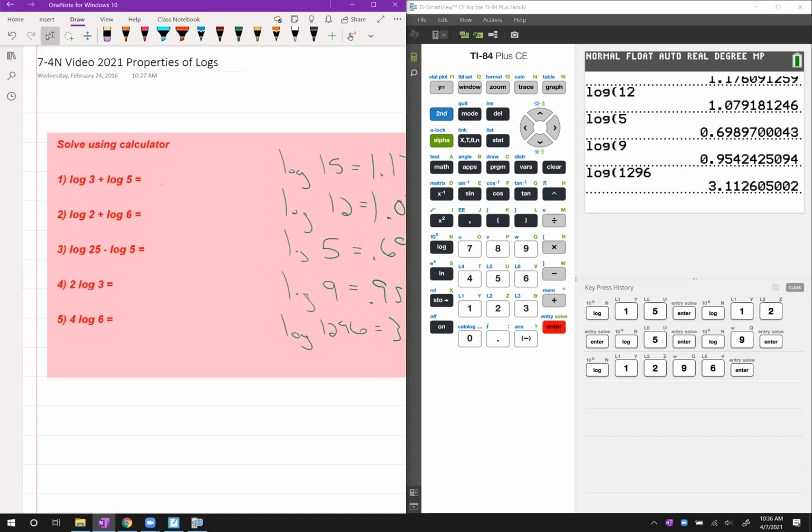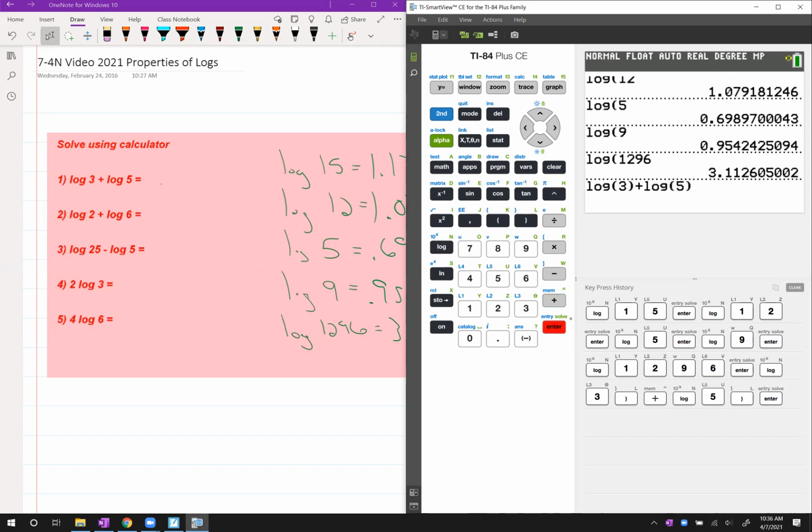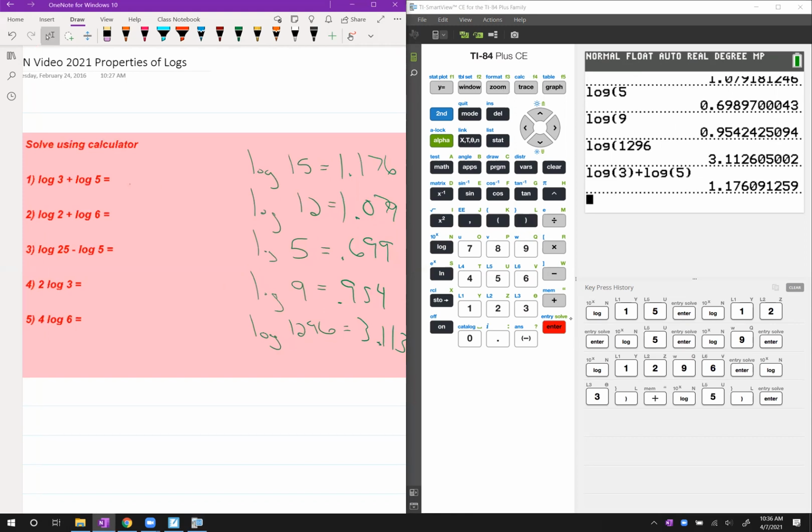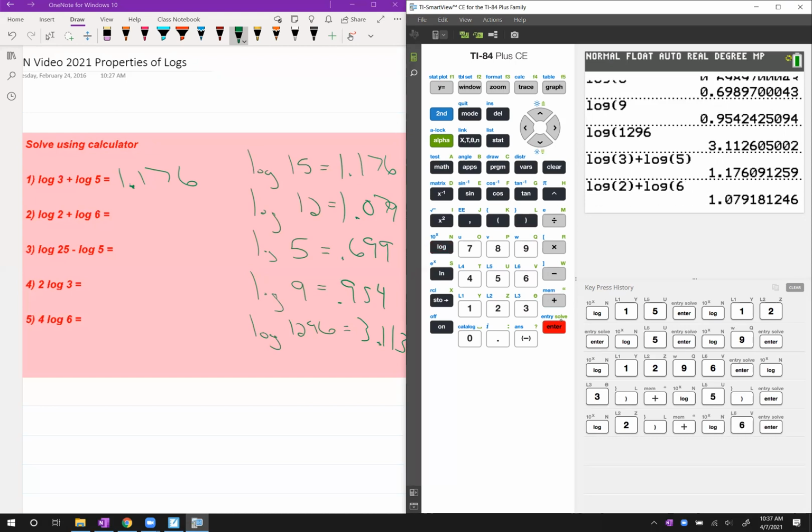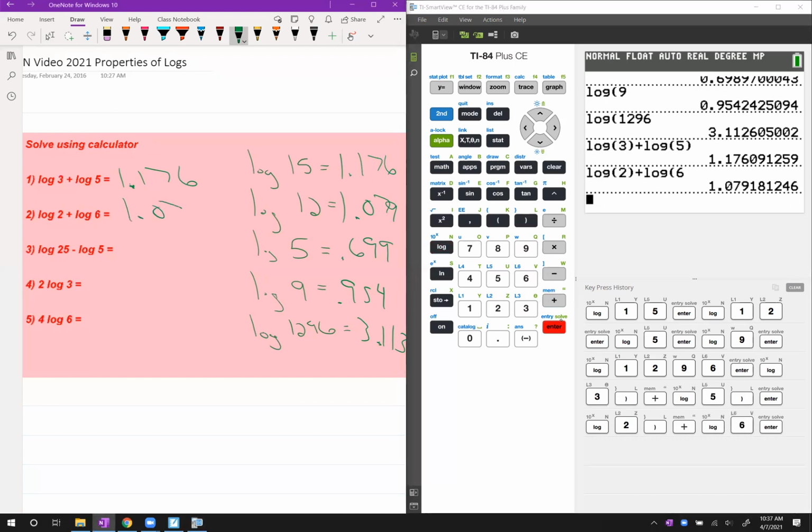All right, now here's what we do. Now what we do is we do log of 3, and I close that up, plus log of 5. Okay, so I got 1.176. Okay, how about I try log 2, close it up, plus log 6. I don't need to close that one. 1.079. Okay, let's do log of 25, close it up, minus log of 5.